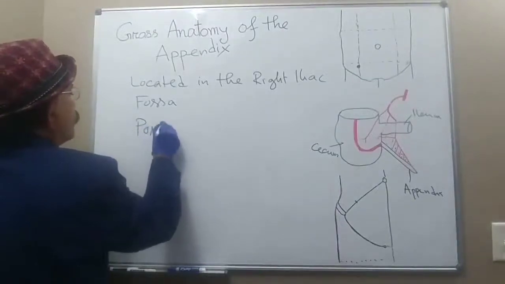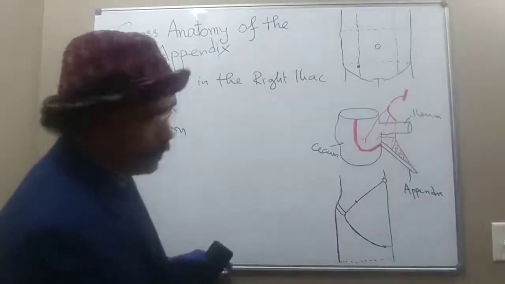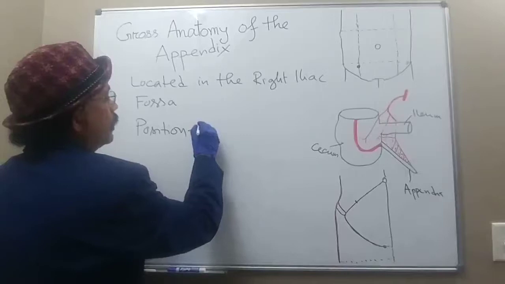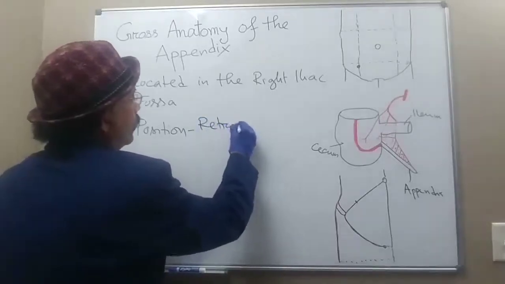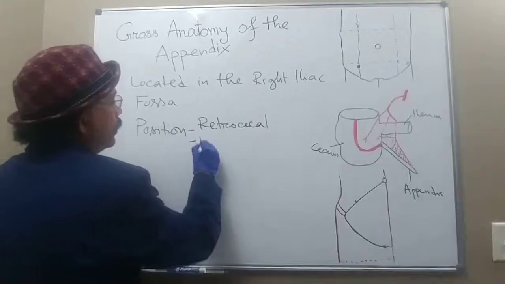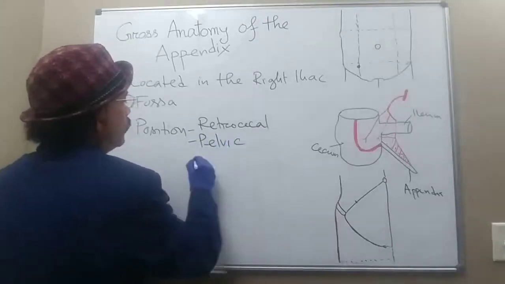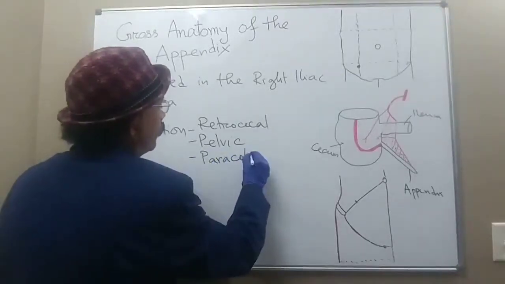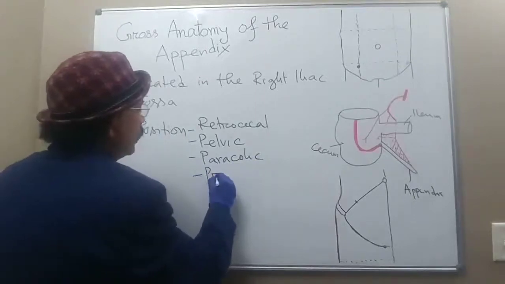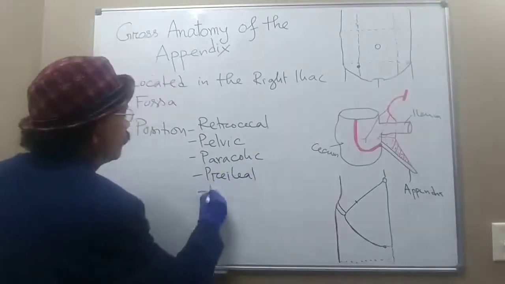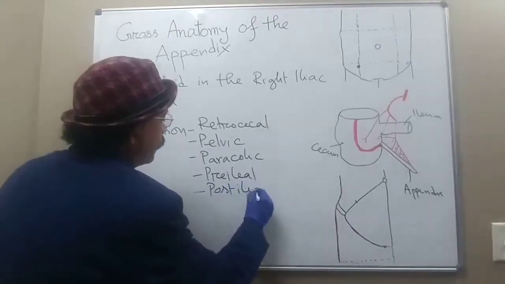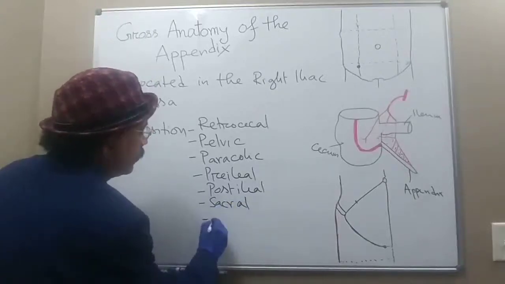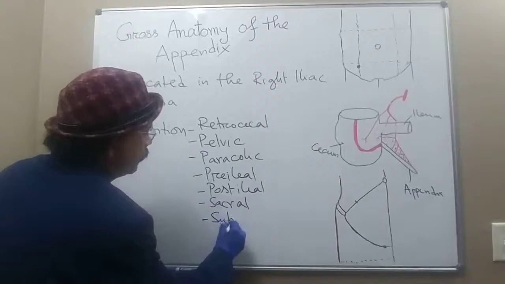Position is important to us. The appendix has multiple positions, like retrocecal, which is very common. Then the second most common is pelvic. Then paracolic, and we also have pre-ileal, post-ileal, sacral, and subcecal.